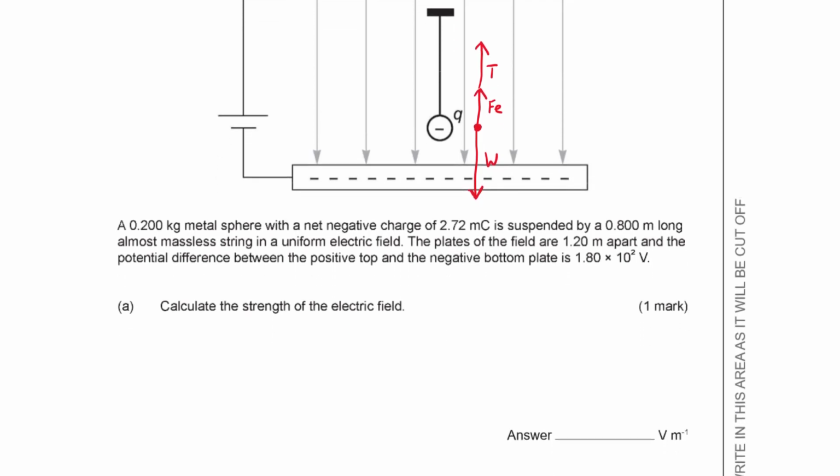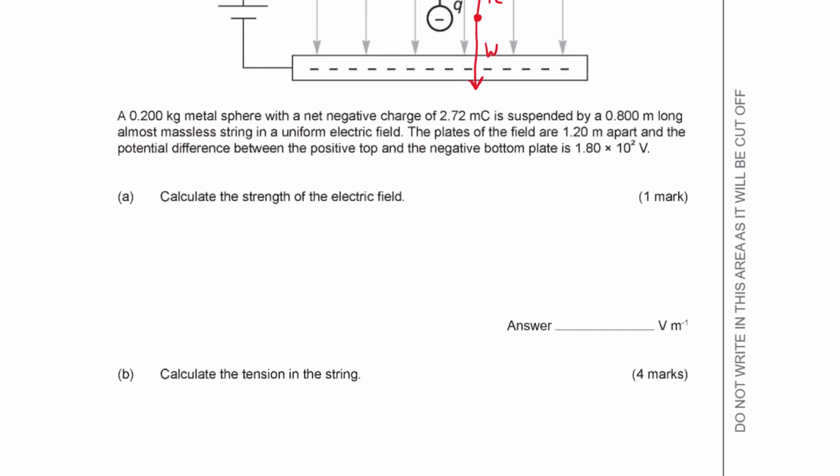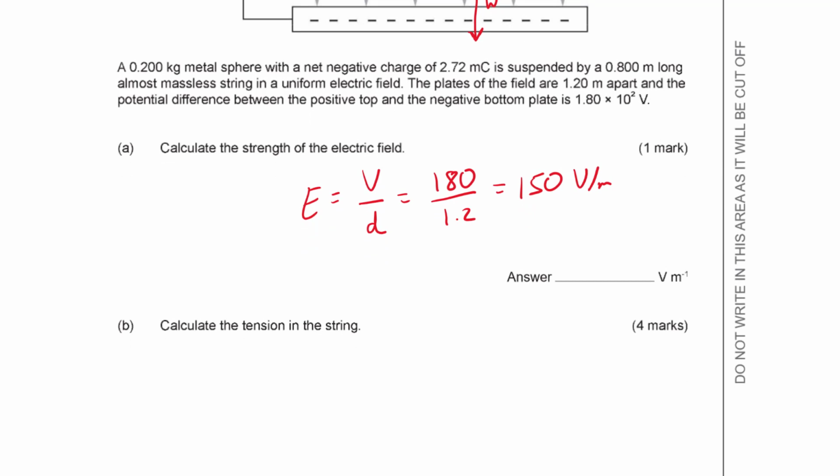So the first question is saying calculate the strength of the electric field. Okay, that's a pretty easy one mark there. The electric field is the potential divided by the distance between the plates. So that's 180 over 1.2, and I get 150, and that's volts per meter, but you can also have it per coulomb. So 150 volts per meter.